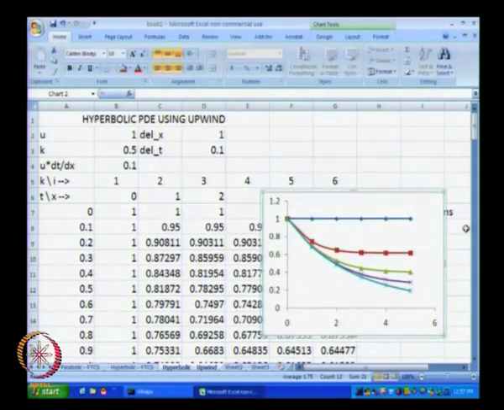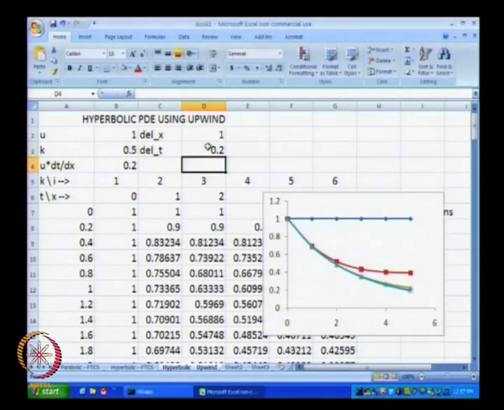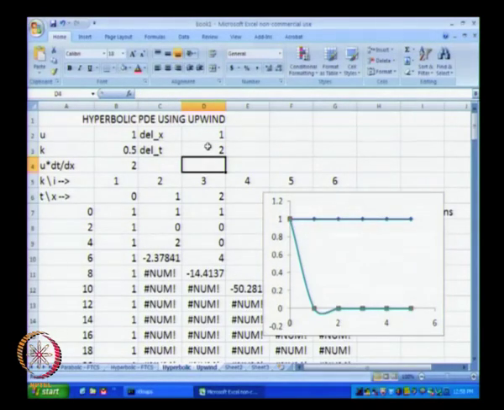Now let us change our delta t from 0.1 to 0.2, and when we change this to 0.2, again we find that the solution has still converged. That is because u delta t by delta x is still going to be less than 1. Now let us change our delta t equal to 2, and when we do that, what we see is really what we are getting over here.